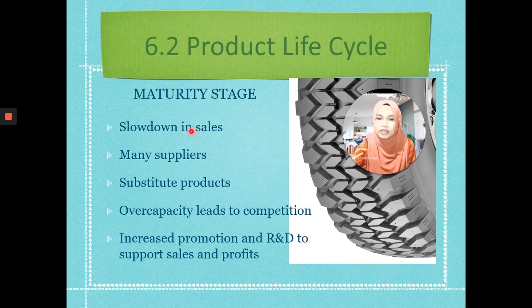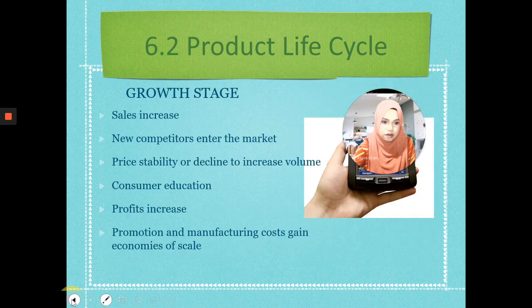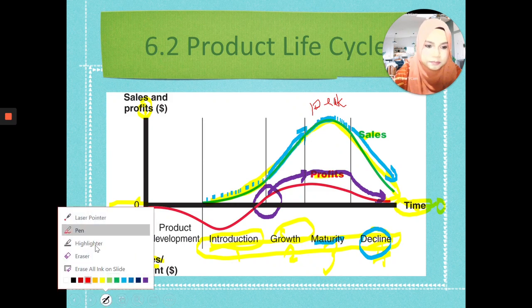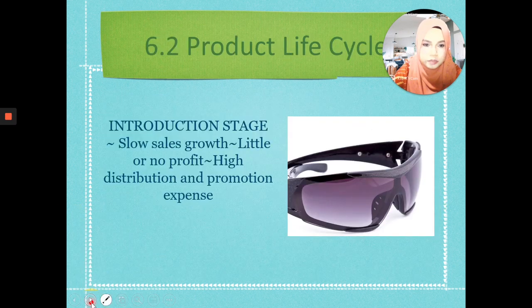Next, at the maturity stage, you will see the trend of the sales has started to slow down and no more going up. That means sales is at its peak. Let me show you again the graph. Now here, sales is at its peak. It's no longer going up. Let me write here so that you remember. Peak. Sorry, my handwriting, I'm writing using a mouse. Okay, sales at its peak. This is at the maturity stage.